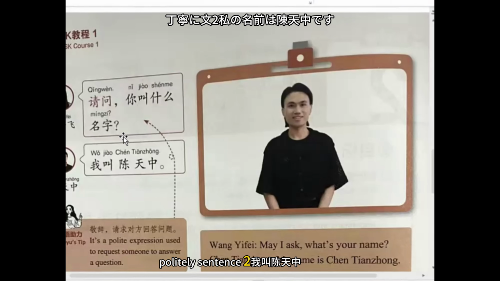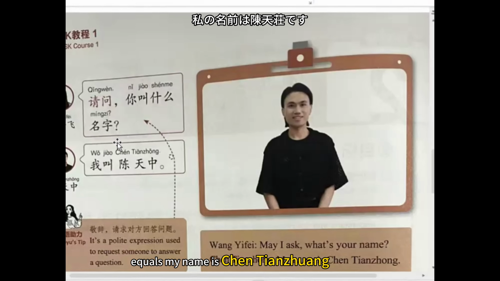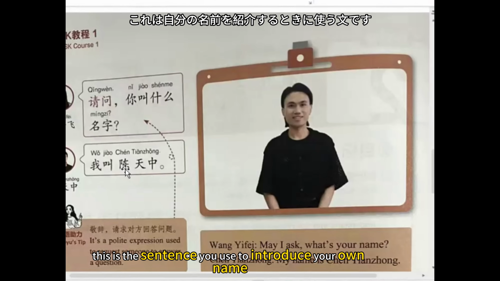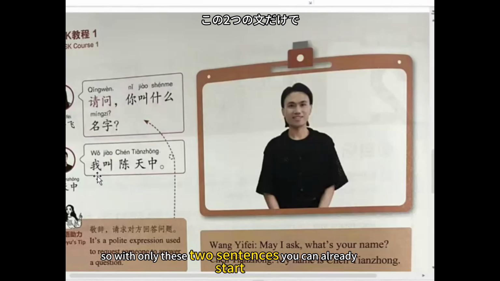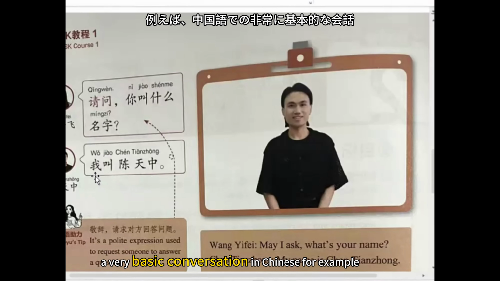Sentence 2. 我叫陈天中 equals my name is Chen Tianzhong. This is the sentence you use to introduce your own name. So with only these two sentences, you can already start a very basic conversation in Chinese.